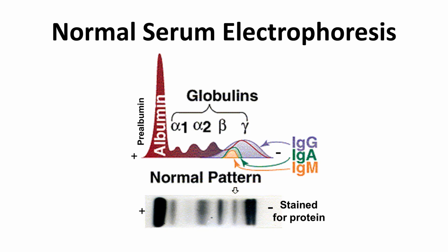Then you have the alpha 1, alpha 2, beta, and gamma regions. In the gamma region, we have the immunoglobulins, IgG, IgA, and IgM. And they have a broad peak because they're polyclonal in normal people. That means they recognize a whole range of different antigens. That's why they're called polyclonal, because they come from different lymphocytes. So you'll have a host of B cells that are making IgG, another bunch that are making IgA, and another bunch that are making IgM.